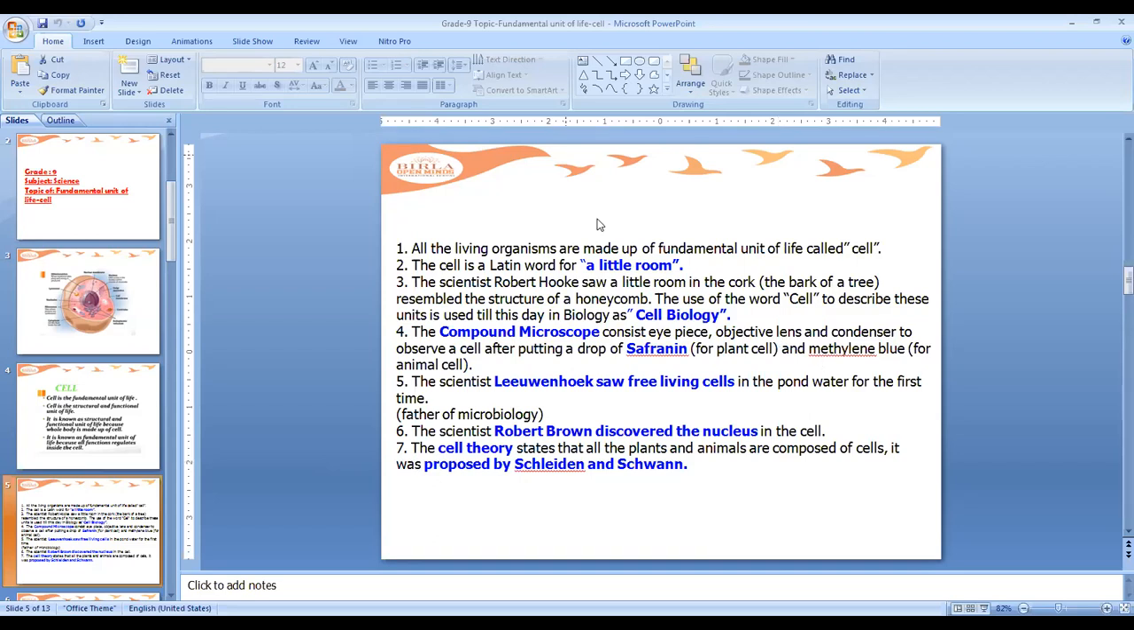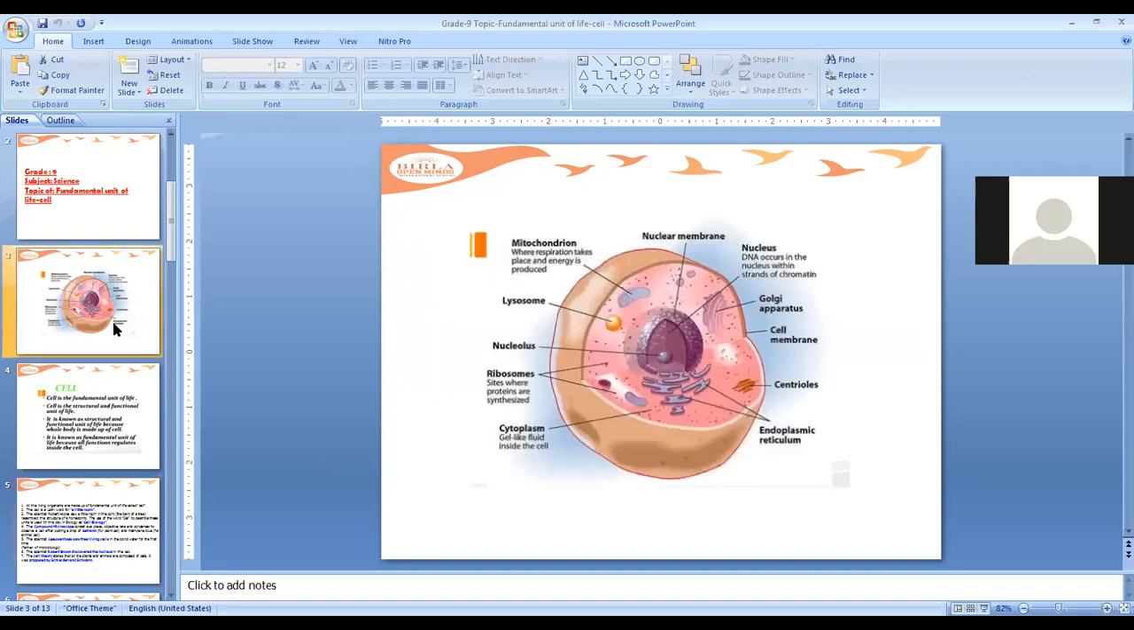What are the functions of the nucleus, children? First, who discovered this nucleus? Robert Brown. Robert Brown discovered the nucleus. In the middle of the cell, you can find this nucleus. And what are the functions of this nucleus?